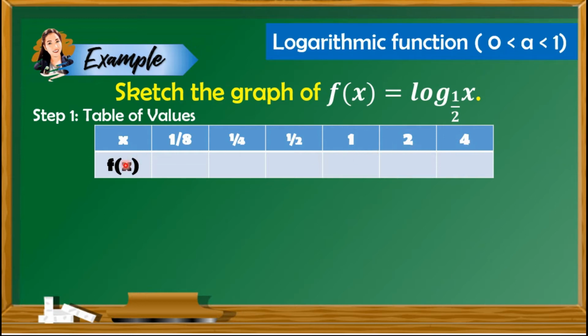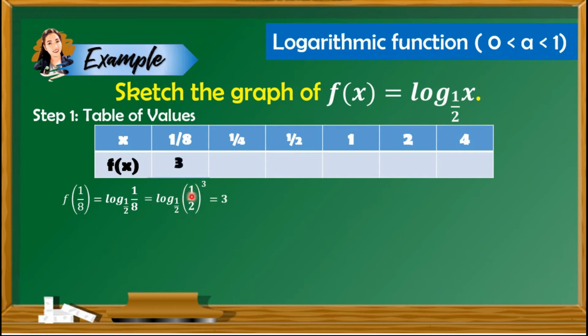And to solve for f of x, we input the value of x to our given function. First, let's begin with 1/8. So we have f of 1/8 equals the logarithm of 1/8 with base 1/2. Now let us express 1/8 as 1/2 raised to the power of 3. Next, since the base is equal to the value of x, then the answer here is the exponent, which is 3.